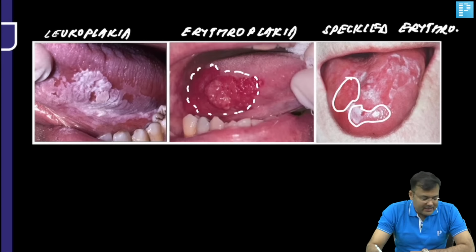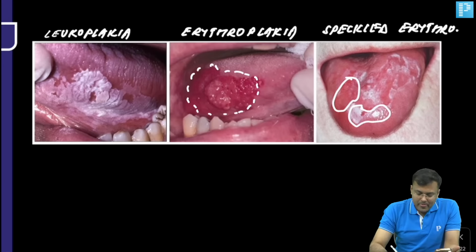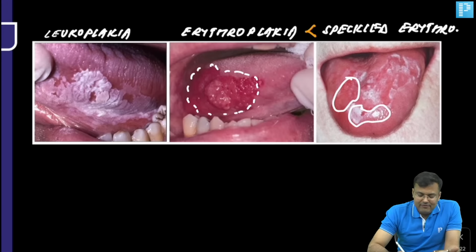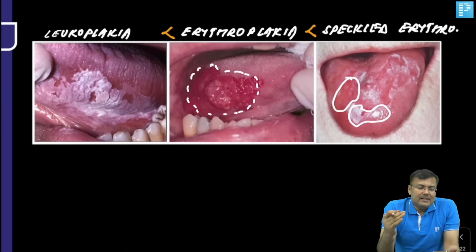अब आप लोग मुझे बताइए, which one is having maximum risk of malignancy? Question for all of you. Which one is having maximum risk of malignancy? Devjani Halder, correct. Speckled erythroplakia followed by erythroplakia followed by leukoplakia. मतलब least risk in leukoplakia, maximum risk speckled erythroplakia.